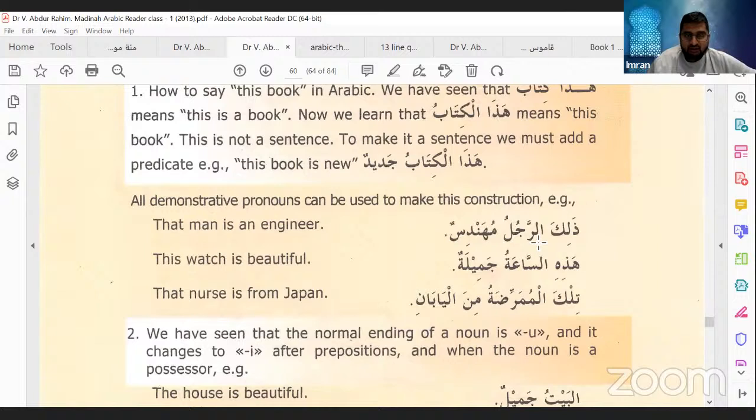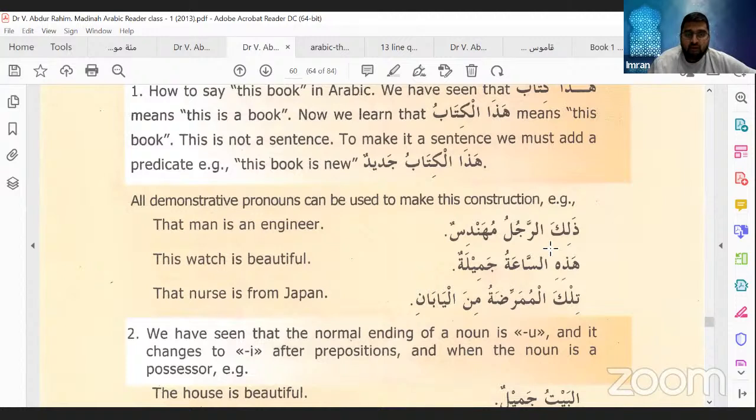If you let me finish, then you will understand. Dhalika itself is ismul ishara, the pointing noun. Ar-rajulu is the substitute noun. Dhalika is pointing towards that person. Who is that person? Ar-rajulu. So this noun is a substitution of Dhalika, meaning who this pointing is to. That's the reason why, when the noun after Dhalika or Hadha comes with alif lam, the second noun becomes a substitution noun, explaining who that Dhalika or Hadhihi is.